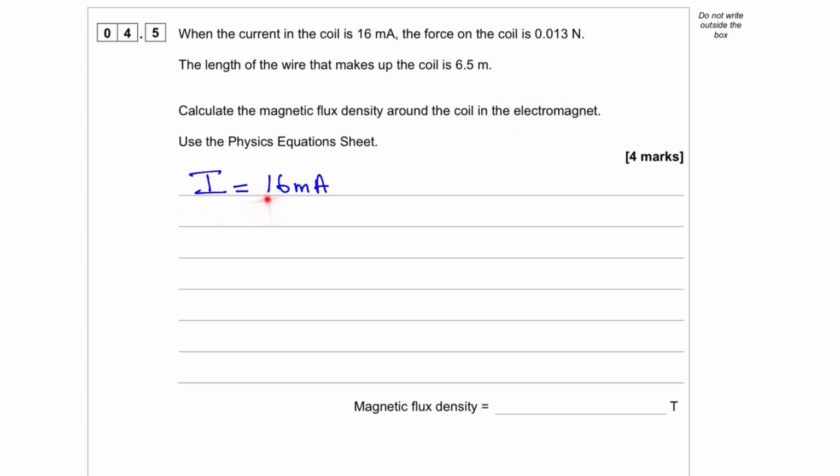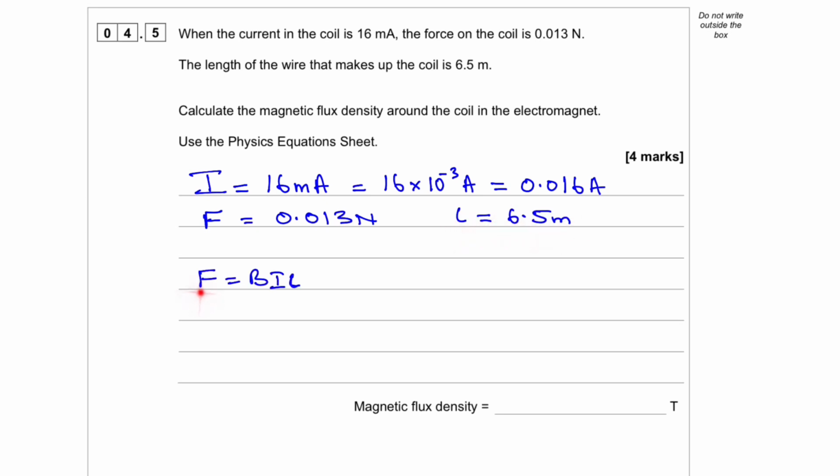We're given the current, which is 16 milliamps. Milli means 1/1000, which is 10 to the power minus 3. And therefore, we can get the current to be 0.016 amps. So I have to convert that from milliamps to amps. The force is given as 0.013 newtons, and the length L is 6.5 meters.